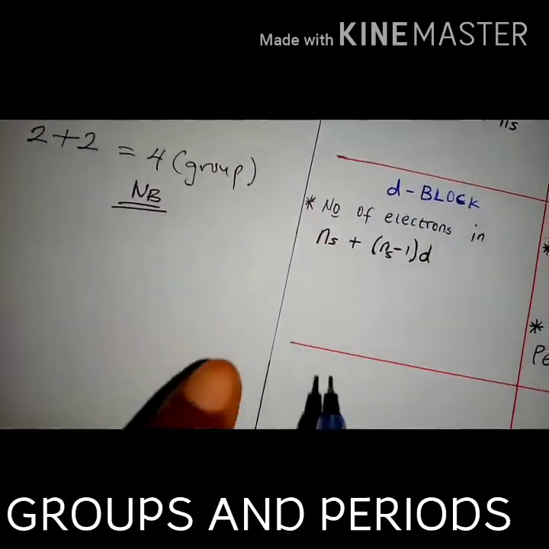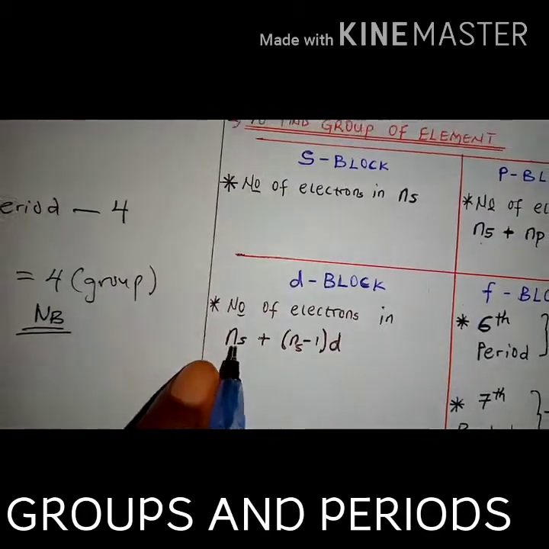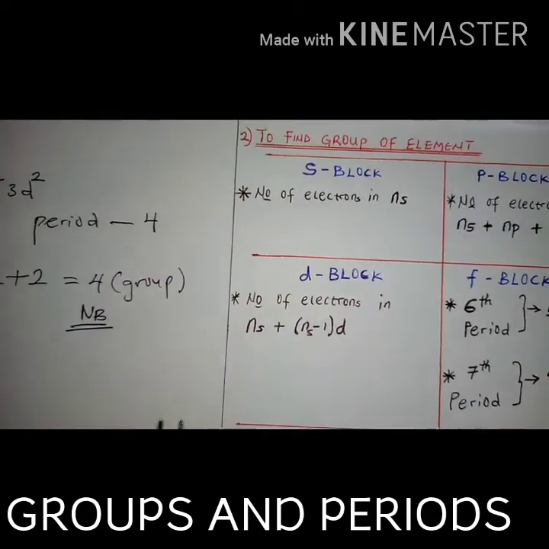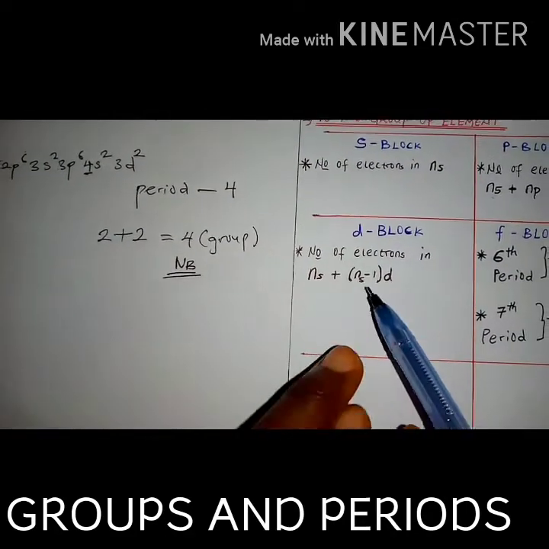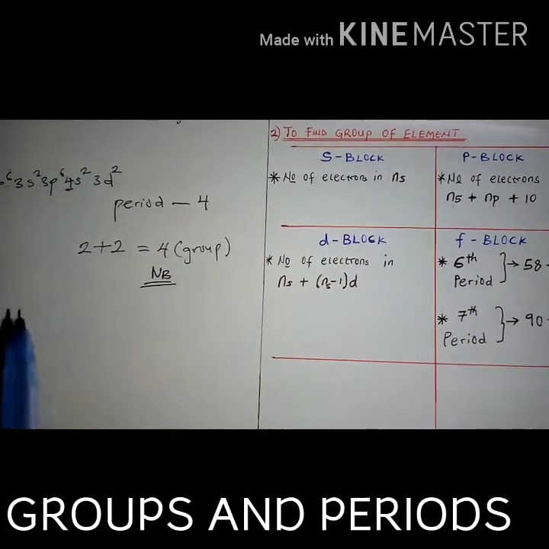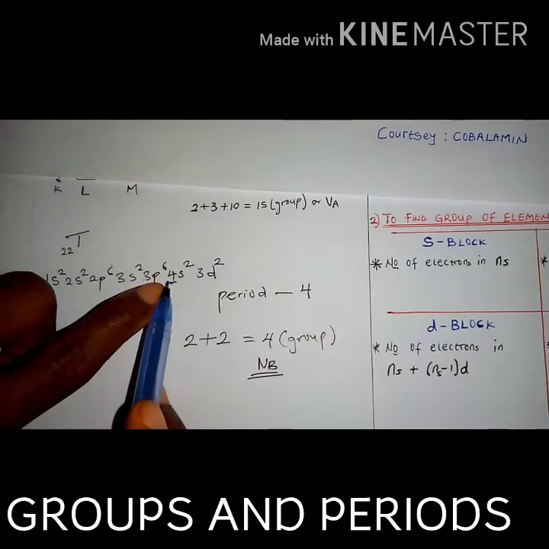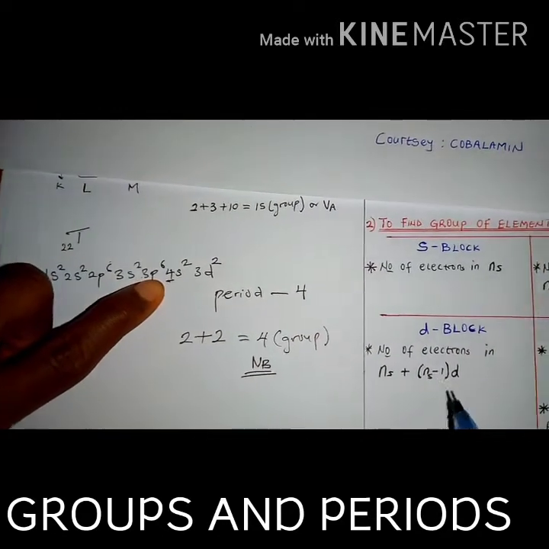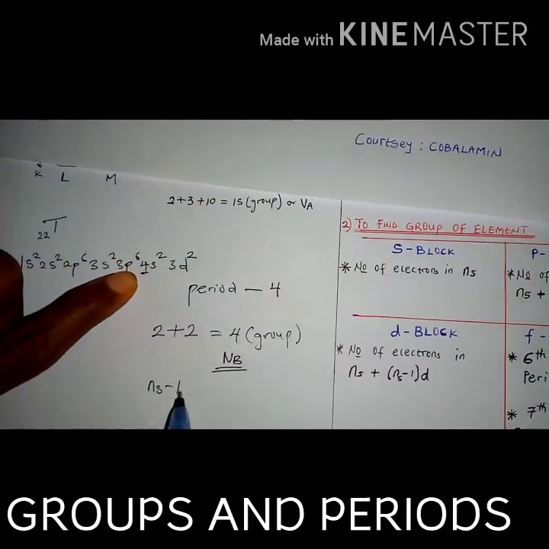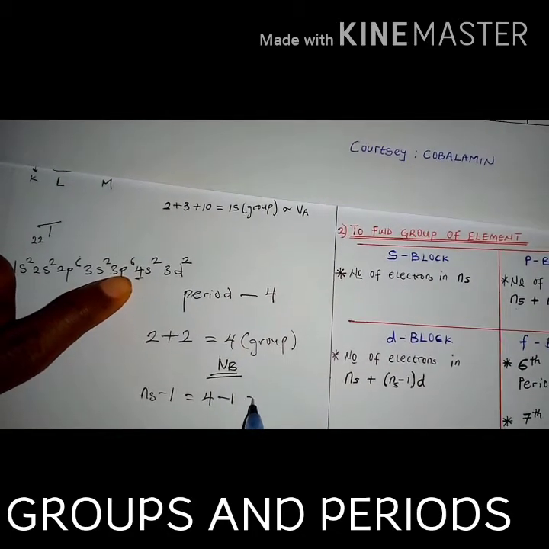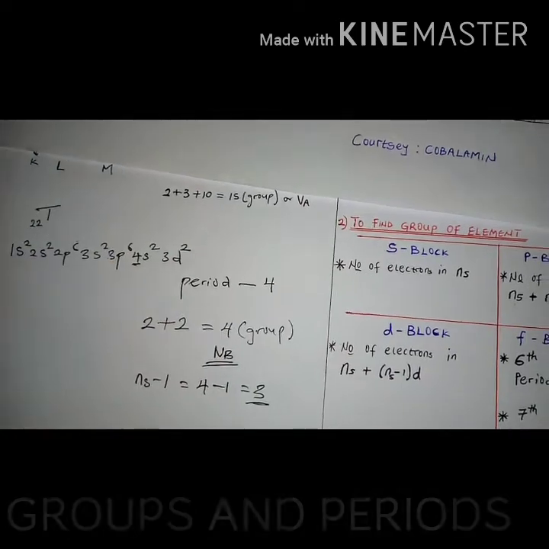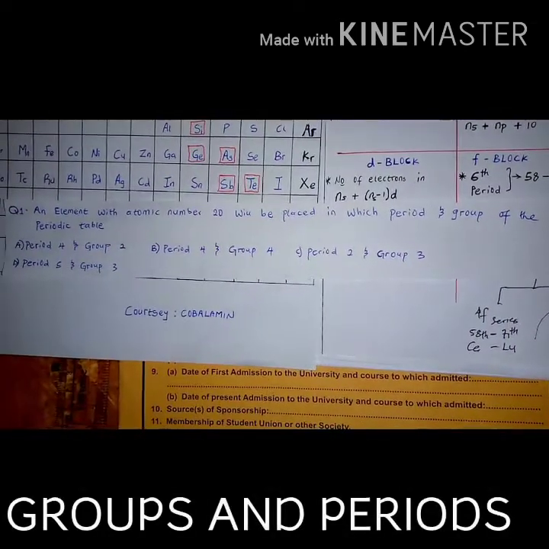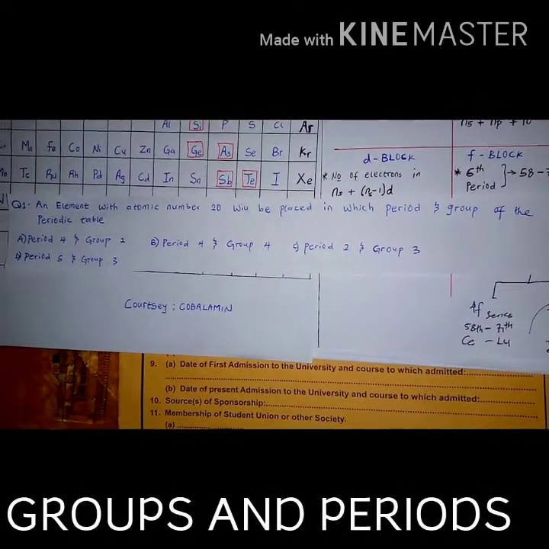Now if you check, here we have ns. Here we have n minus 1. So it means that the n value for d, we can get it by n minus 1. Now if here n is 4, the n value for d will be n minus 1, that is 4 minus 1. That should give us 3. That's the n value for d. Very easy.